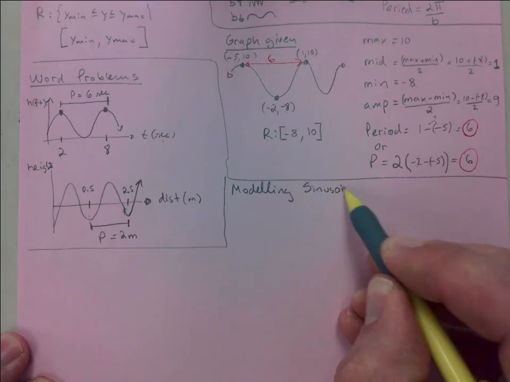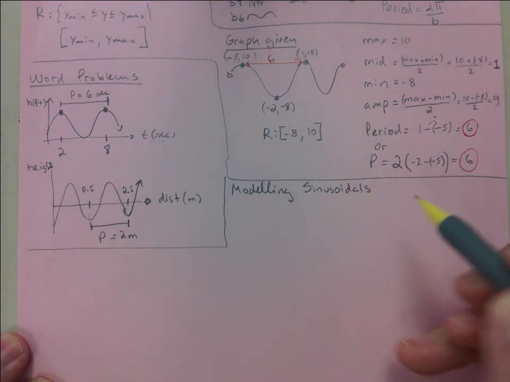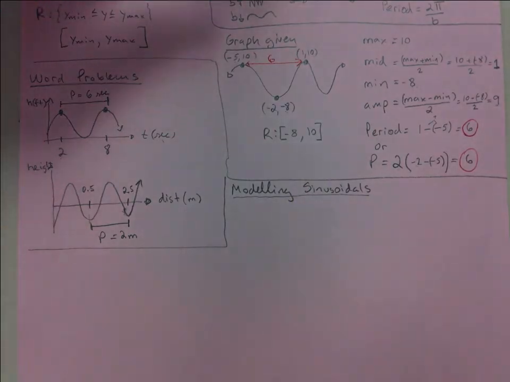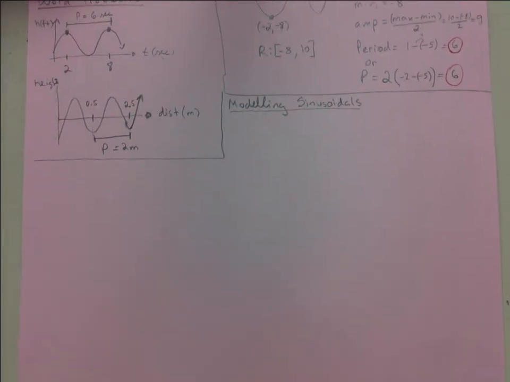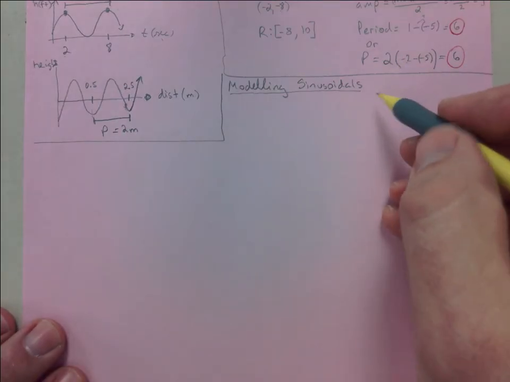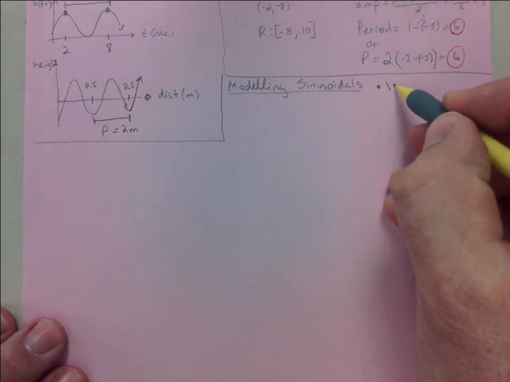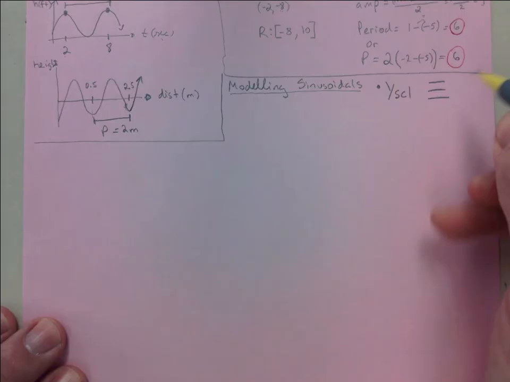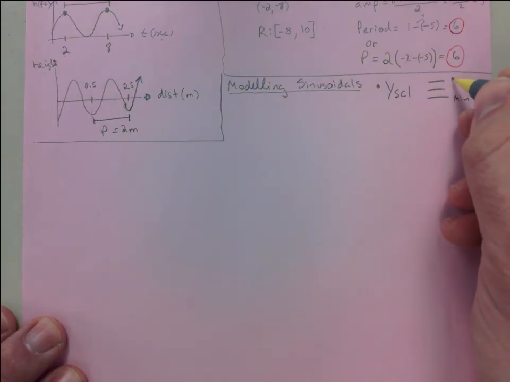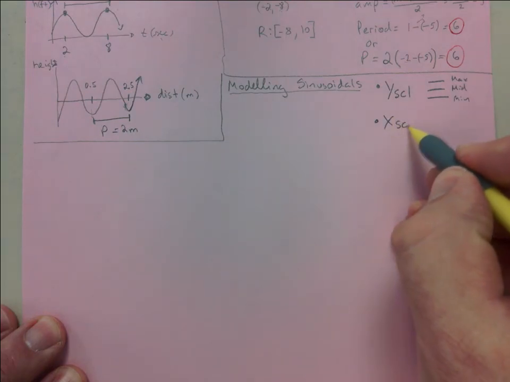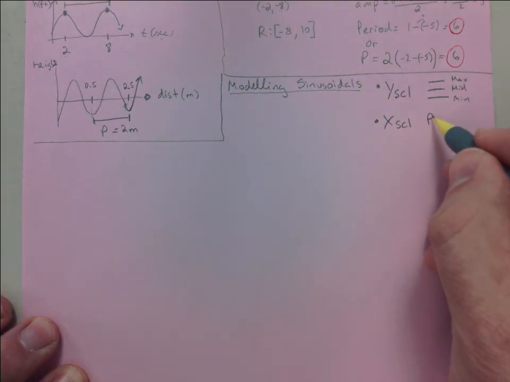I would say modeling sinusoidals. I hope this will make sense to you. I'll keep it short and sweet. I would say you need your Y scale. Okay, so min, max, mid. You need your X scale, which is period divided by 4, right? Do you remember that?